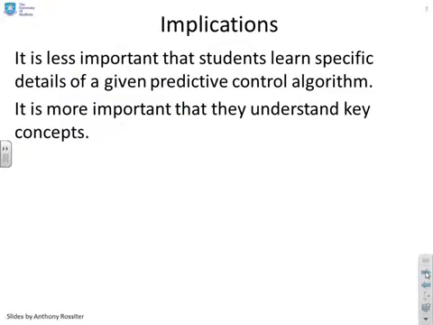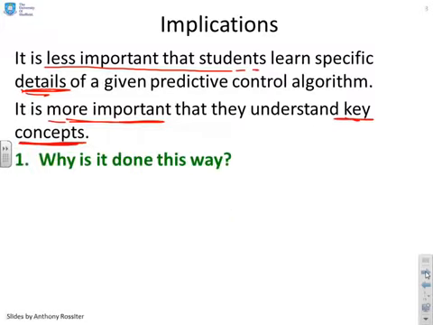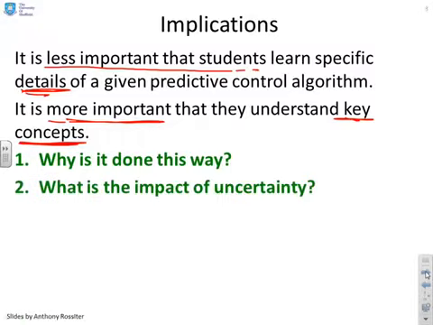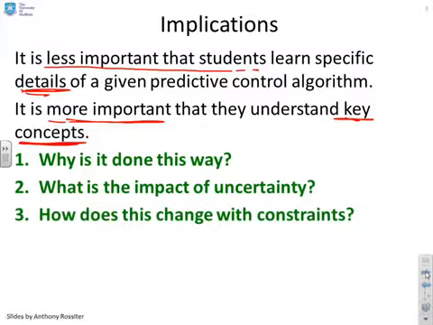So what are the implications of this? It's less important that students learn specific details of any given predictive control algorithm, and what's more important is that they understand the key concepts. What is predictive control? Why does it work? How does it work? Etc., etc. So, why is it done the particular way that it's done? What is the impact of uncertainty, and how might that change depending on the context?